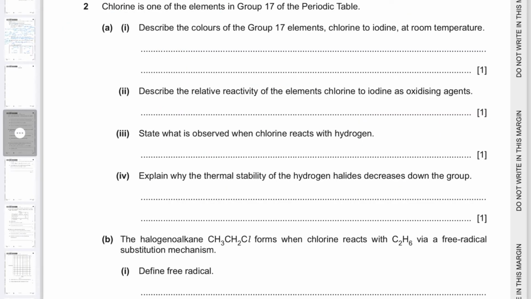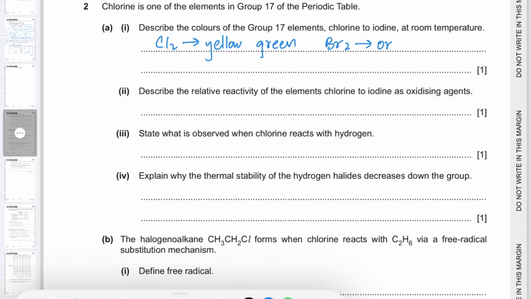Question 2. Chlorine is one of the elements in group 17 of the periodic table. Part 1. Describe the colors of group 7 elements, chlorine to iodine, at room temperature. Chlorine is yellow green. Bromine is orange brown. And iodine is black or silver gray.